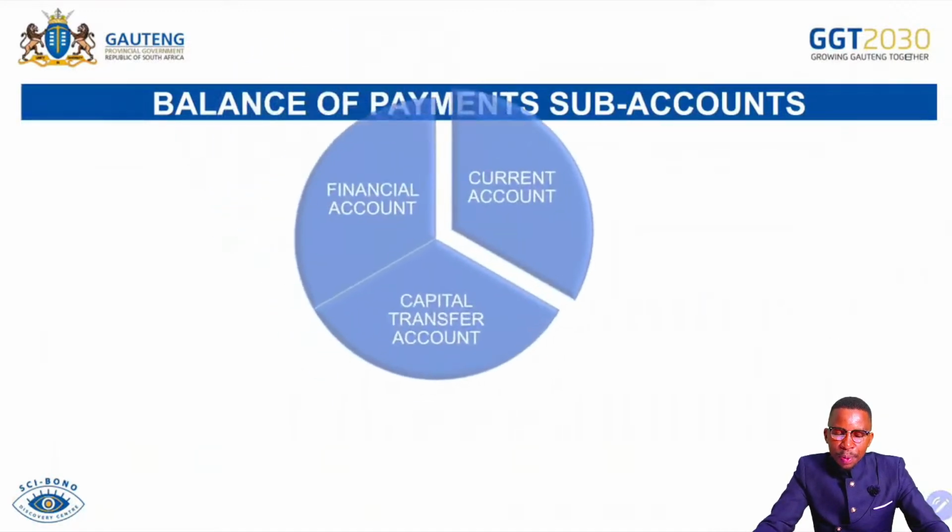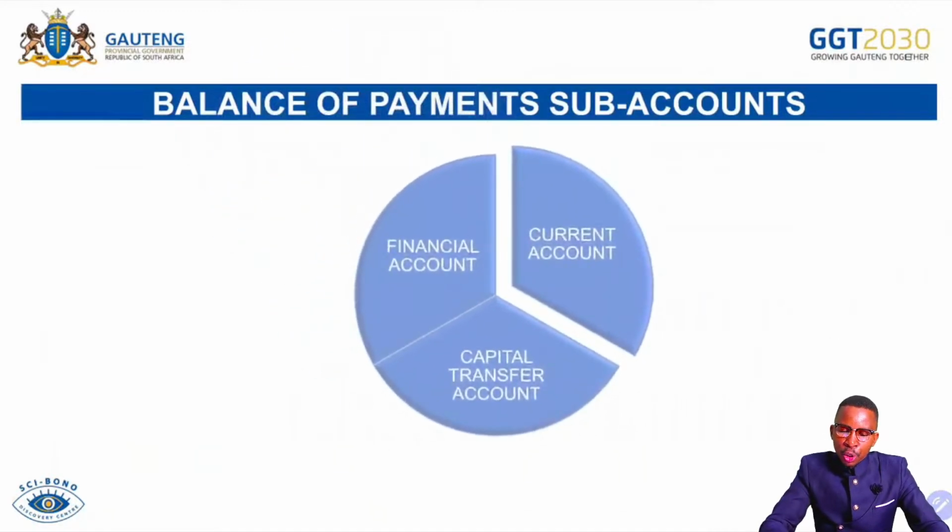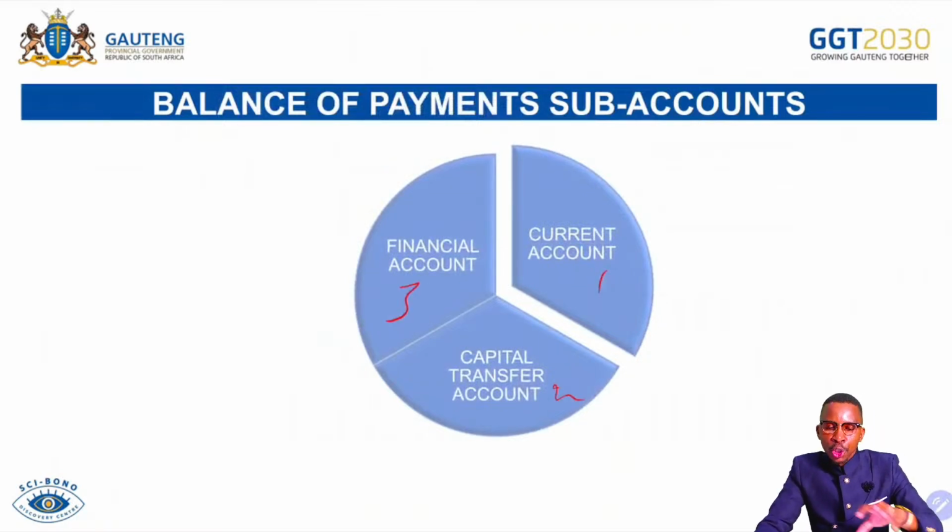We continue with BOP. These are the BOP sub-accounts. Number one, we have the current account. Number two, the capital transfer account. Number three, the financial account. They will be discussed here for you to have a clear picture.